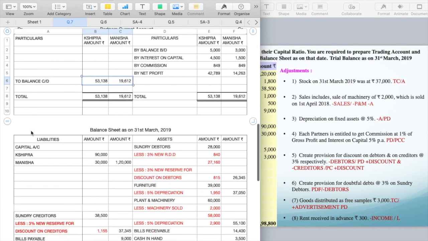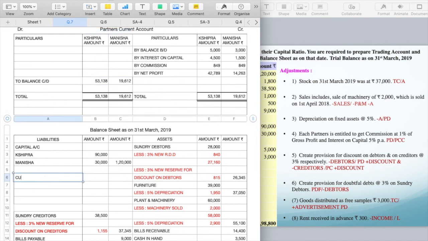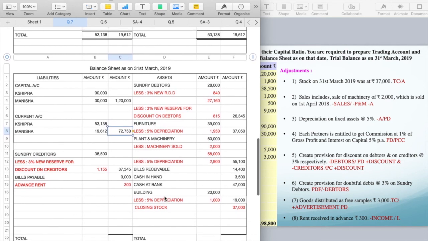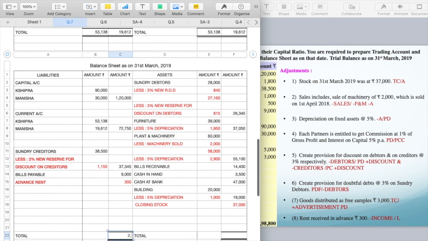So now we got the difference on the debit side, so we'll transfer on the credit side. That means liabilities in the balance sheet. So mention here current account Shipra and Manisha 53,138, 19,612. Okay, so if we do the total, you will get 72,750 in the outer column. Okay, now we have to do the total of the balance sheet. So you will get an answer of 2,39,395. Okay, on both sides mention the same balance.